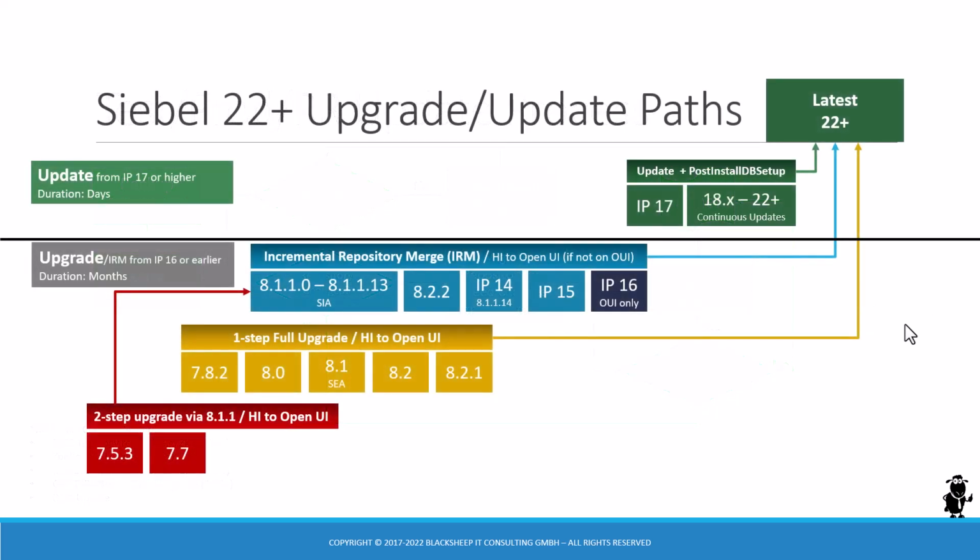So compared to an upgrade, which you see on the lower portion of your screen, an update from IP17 or higher to the current 22 plus or Siebel 23 plus release is measured in just a few days, whereas an upgrade or incremental repository merge, which is the high-speed version from a prior version, IP16 and earlier, takes months or sometimes years.